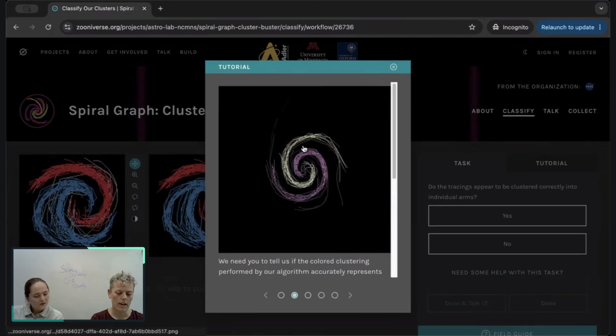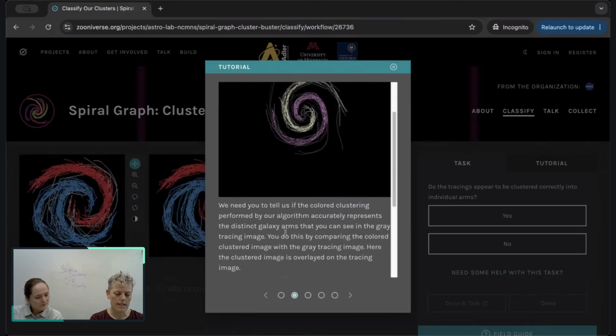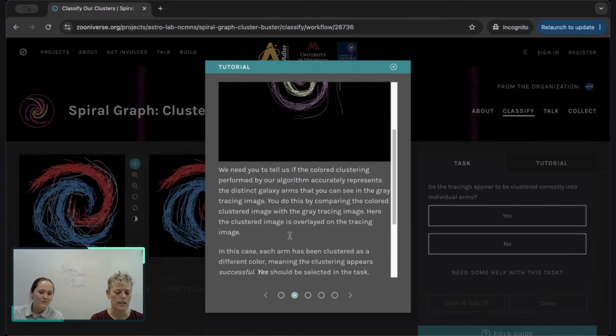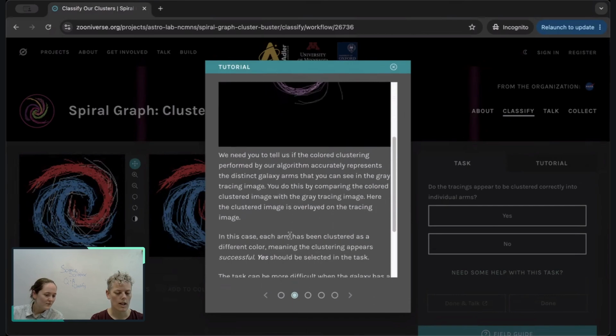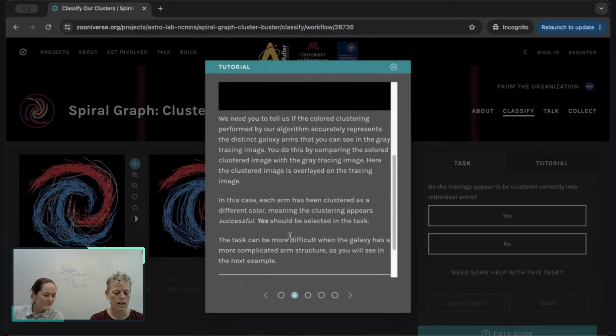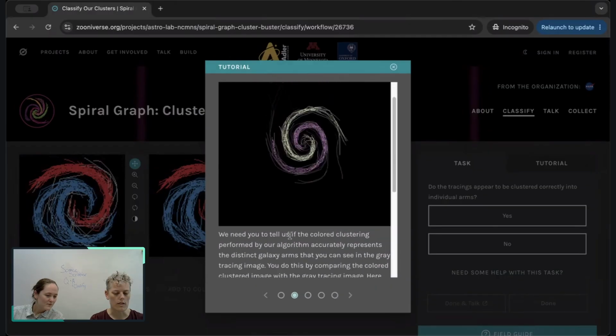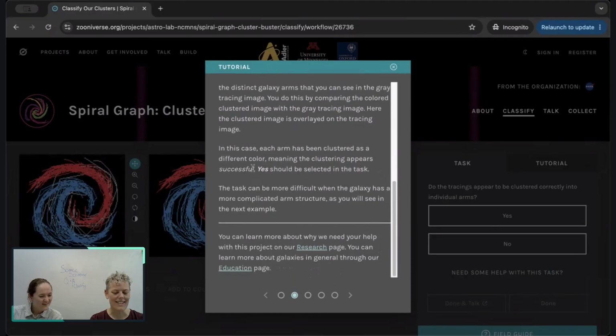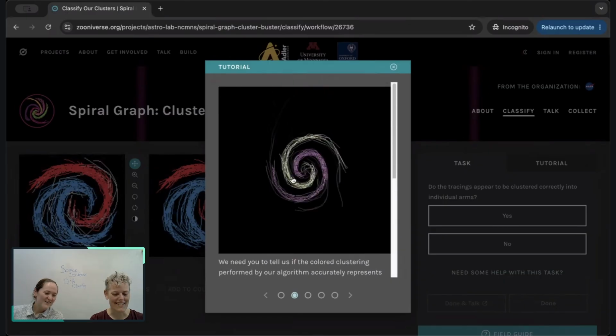We need to tell them if the colored clustering performed by the algorithm actually represents the distinct galaxy arms that you can see in the gray tracing image, comparing the colored clustered image with the gray tracing image. Here it's overlaid, so you can barely see the gray other than where there are outliers. So yes, it is successful in this case. Let's go back up.